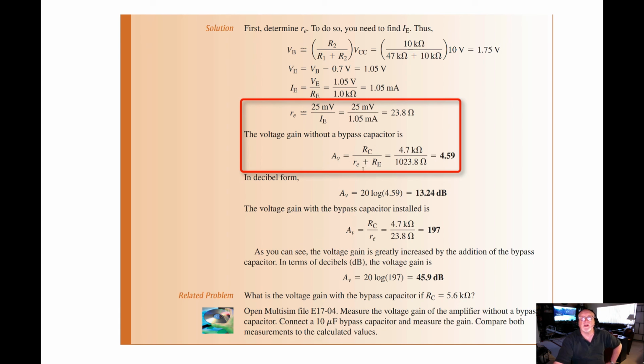The voltage gain without a bypass capacitor then is, we just defined this above, the gain is equal to RC over the internal emitter resistance plus the drop over the resistor at the emitter. We get 4.59 as the gain. Again, look, no units.